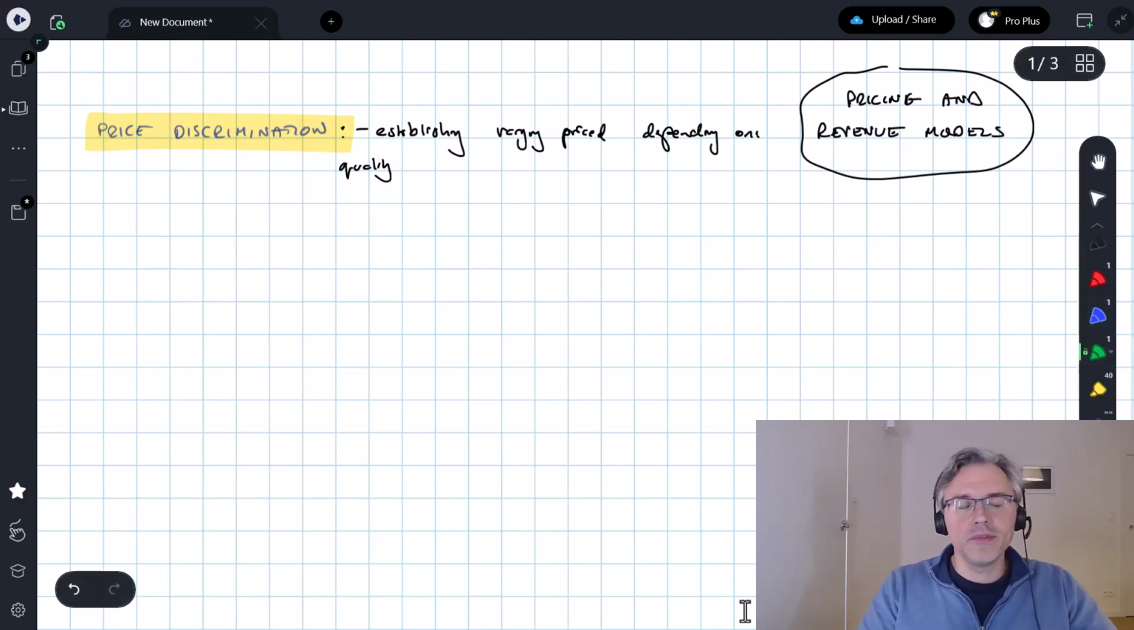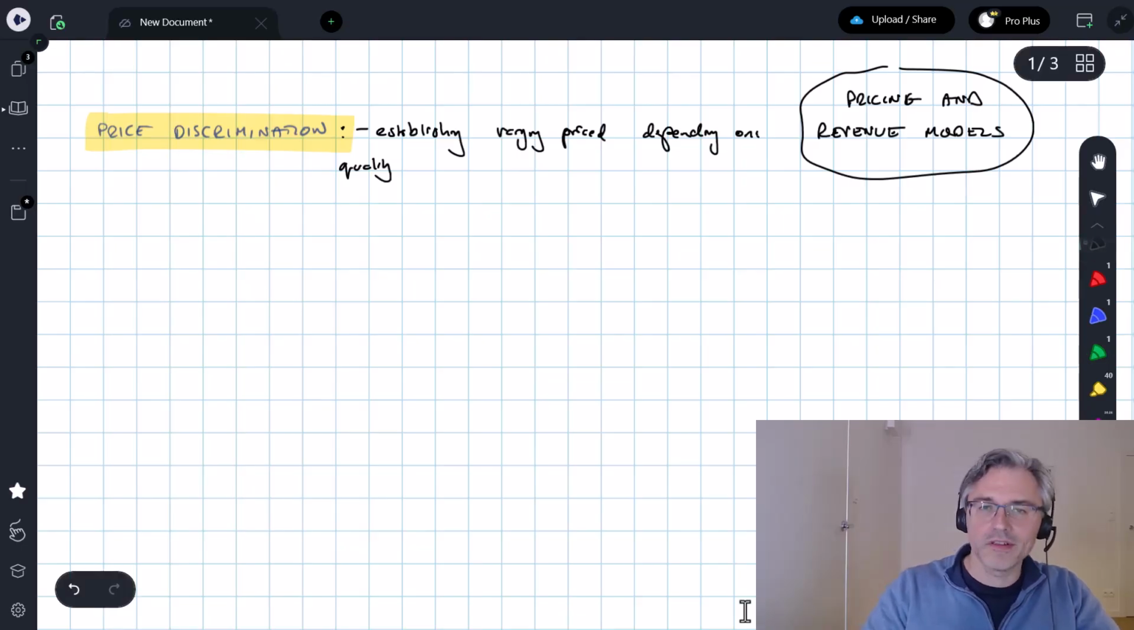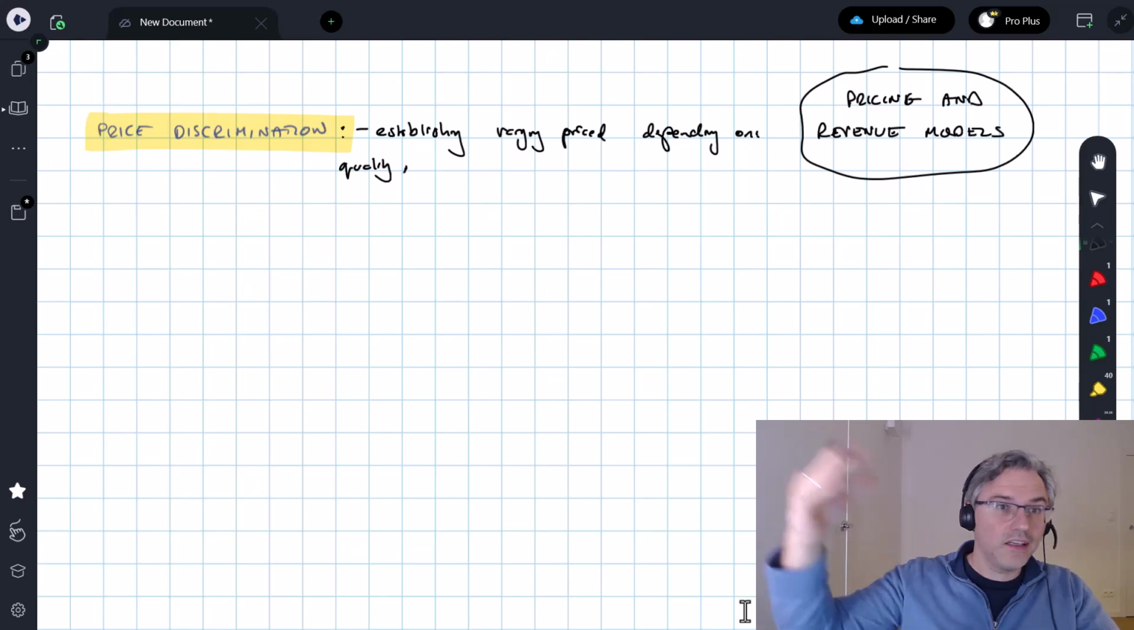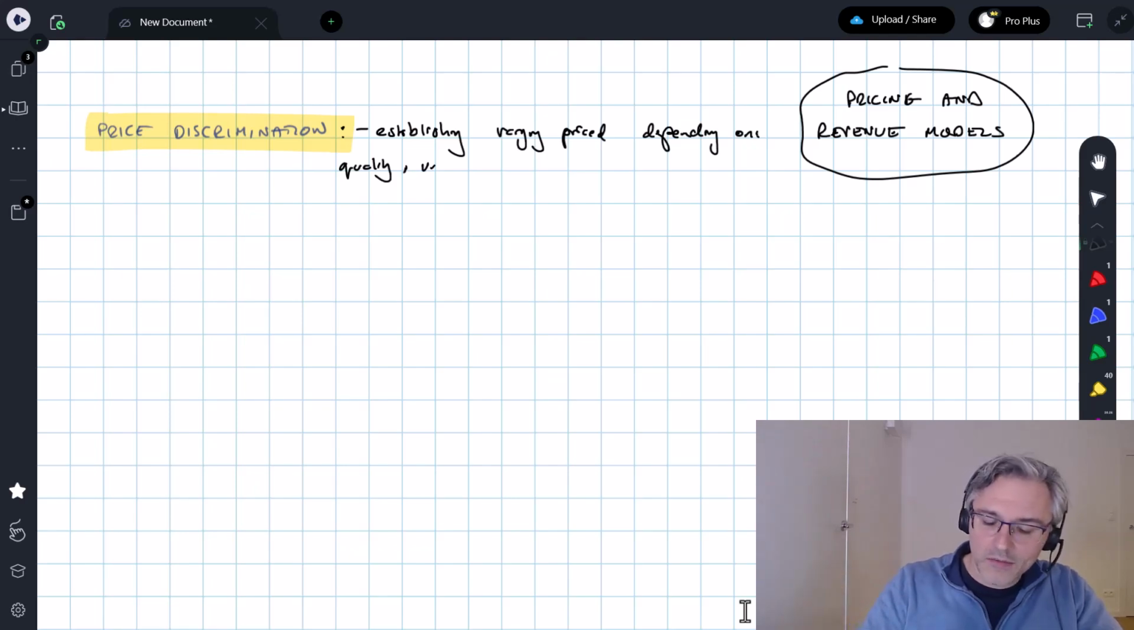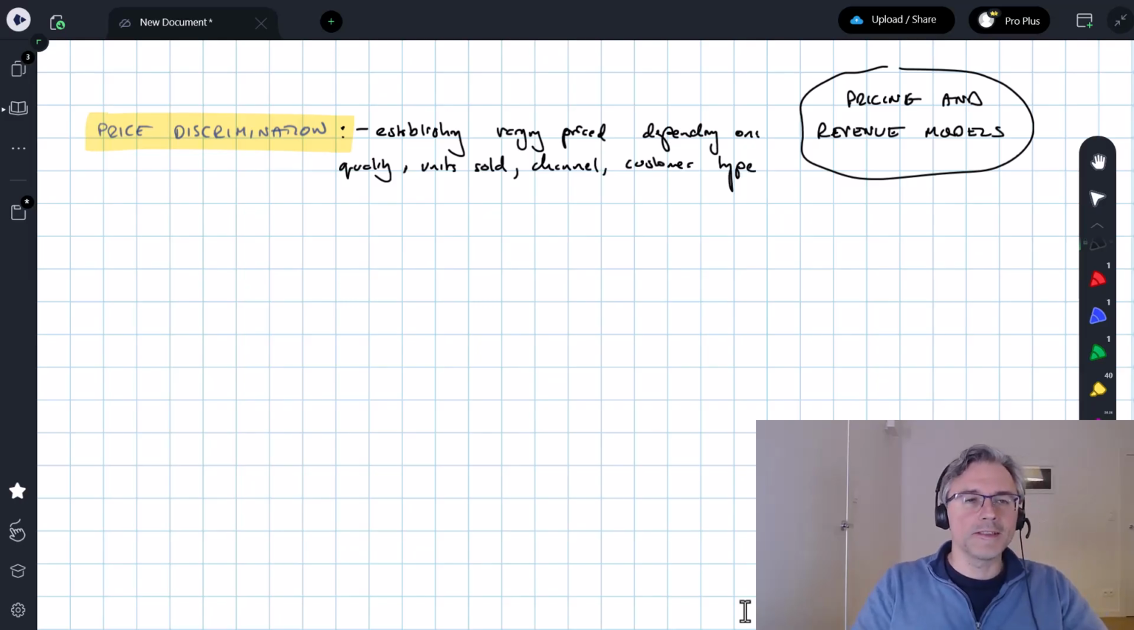And a good example of that would be first class or business class versus economy when flying a plane. At the end of the day, the plane gets us from A to B, but maybe with different features and quality aspects, and some people will pay extra to be in business or premium class. The number of units sold can of course determine the price, volume discounts. The channel, are we buying online or in a physical store? And the customer type can also change the price.